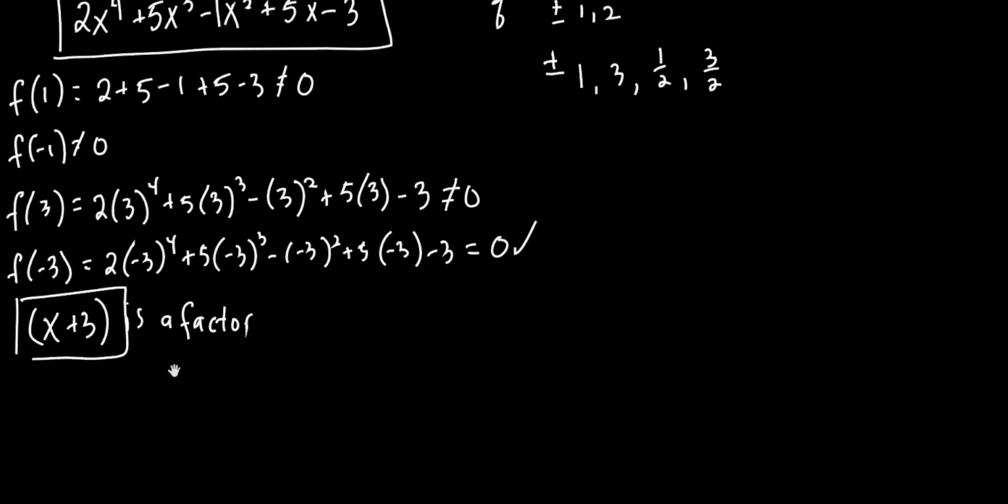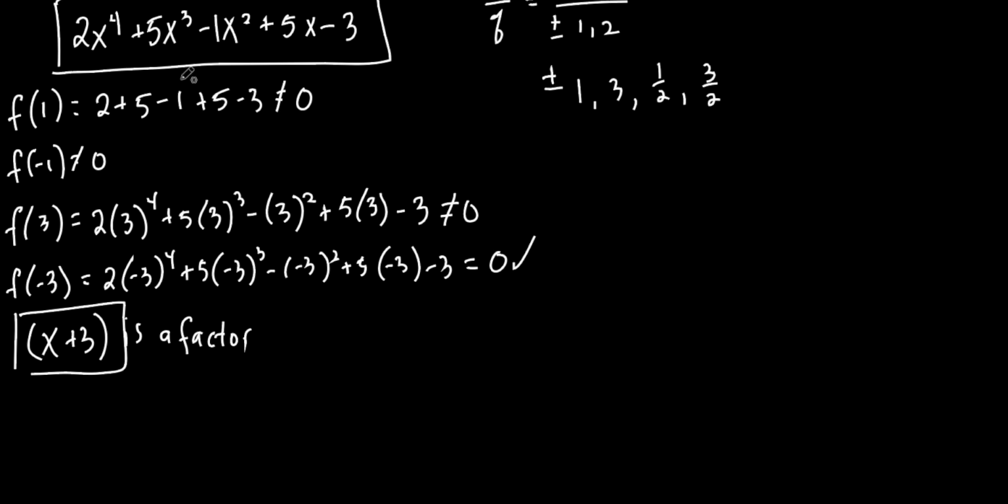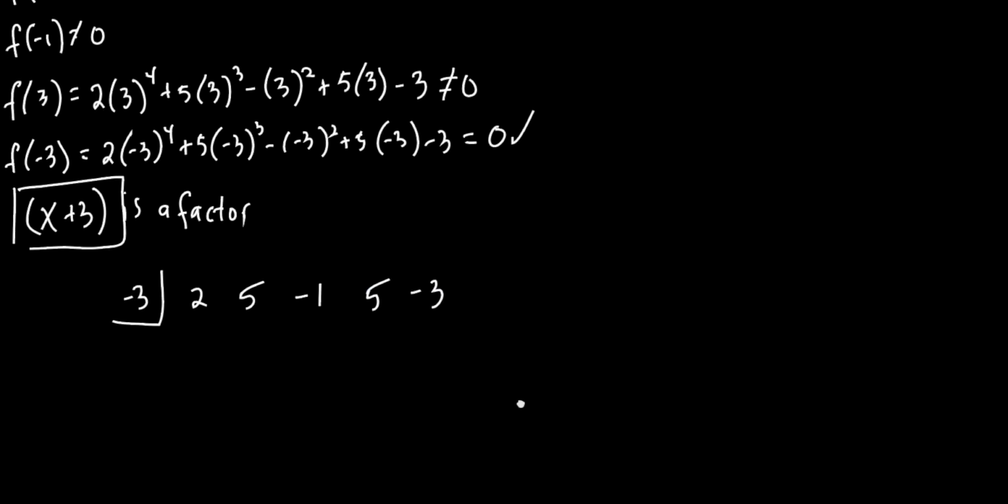We good? So now what are we going to do to this? Let's find out how many times it goes into it. So what do we put on the outside in that little half box thing? Negative 3, right? So whatever we put in for this, you're going to put in out here. Right? And then let's put the coefficients. We're putting these coefficients in now. So it's a 2, 5, negative 1, 5, negative 3. I told you this problem was going to be a little bit tougher.